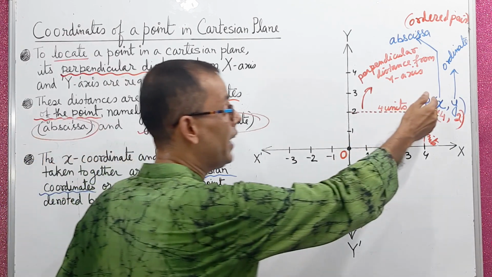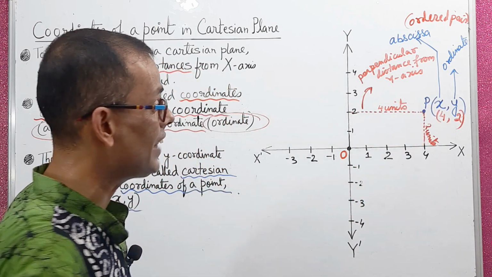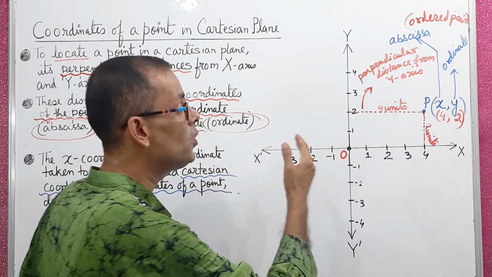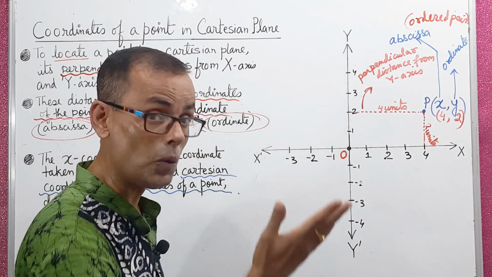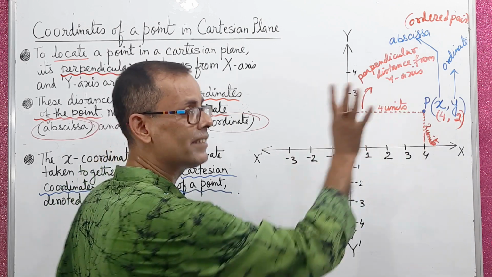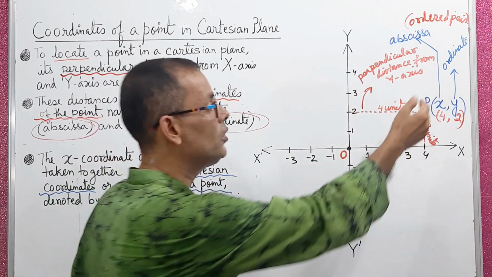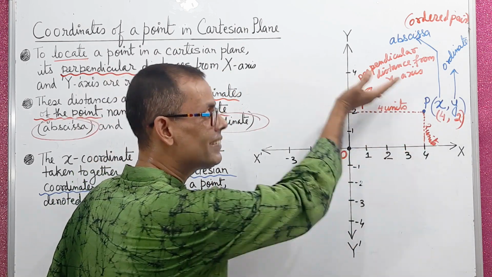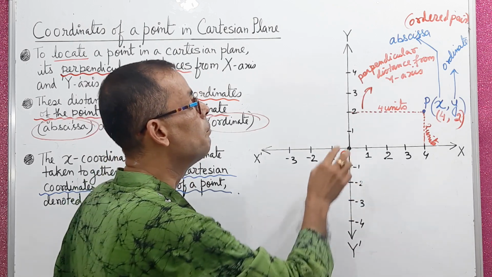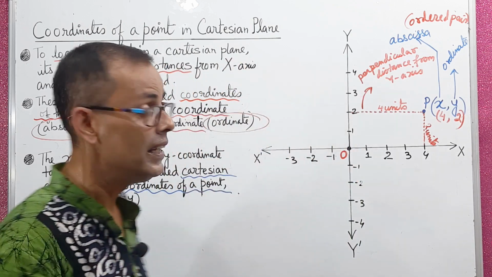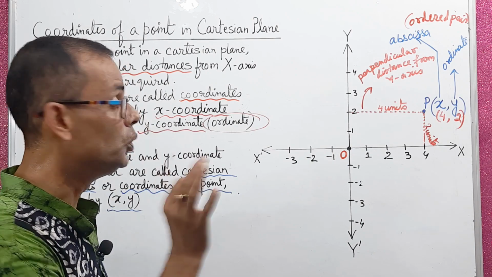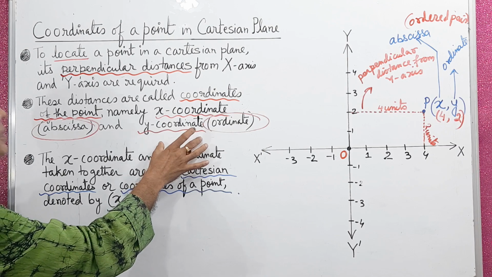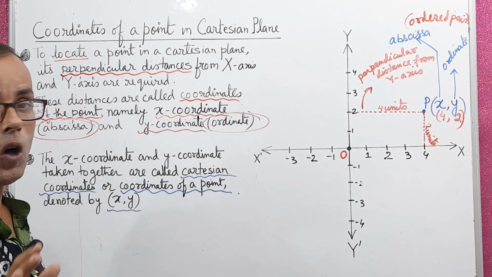Why? Because when you are finding out the coordinate of x, you have to take the perpendicular distance from the y-axis, just the opposite, but you have to measure it along the x-axis. And again, when you are finding out the coordinate of y, you have to take the perpendicular distance from the x-axis, opposite, but measure along the y-axis. This point should be noted and you should know this thing. Very, very easy. So this is the concept regarding the coordinates of a point.